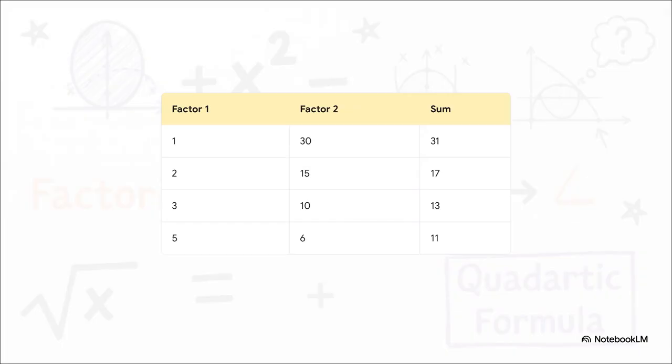What's really awesome about this approach is how it organizes the chaos. Let's say our A times C product is 30, and our middle term is 11. By just listing out the factors of 30 in a simple table, it completely removes the guesswork. You instantly spot that 5 and 6 are the exact numbers you need. They multiply to 30 and add up perfectly to 11. It's like a math puzzle solving itself.